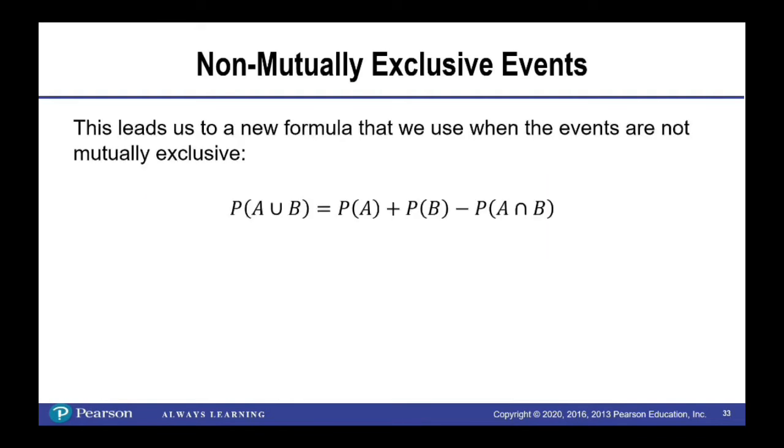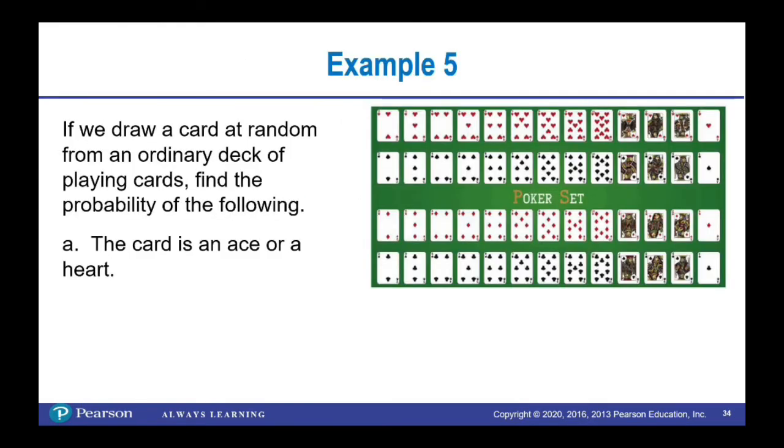Now, when we have events that are not mutually exclusive, we have a new formula that we use. Notice that we subtract out what's in both. We talked about the union, and the union means or. With the both, that's called the intersection, and you might think about both or what's in common, or think about and. For this, let's go back to our deck of cards.